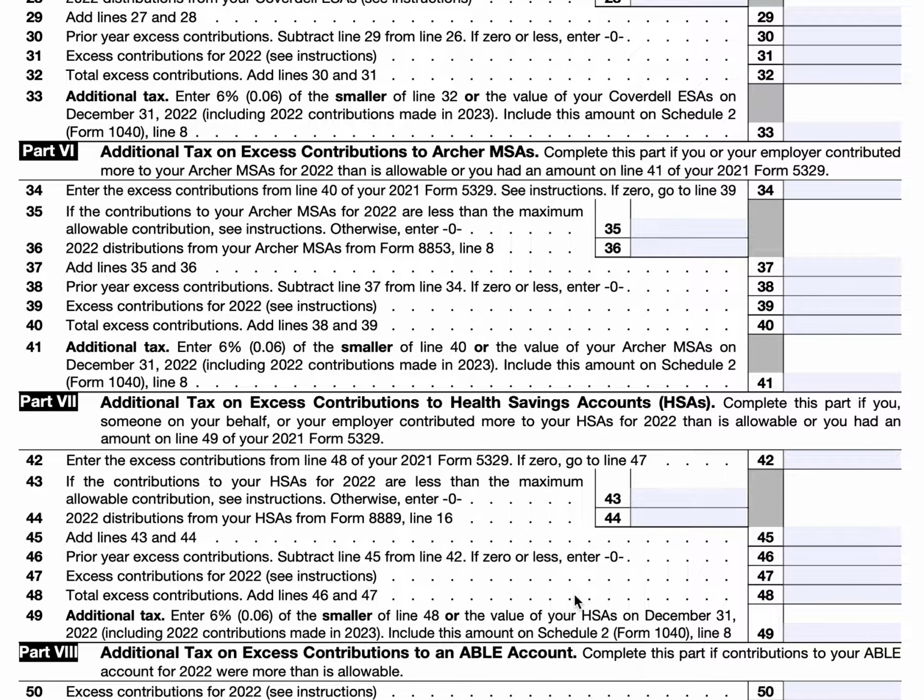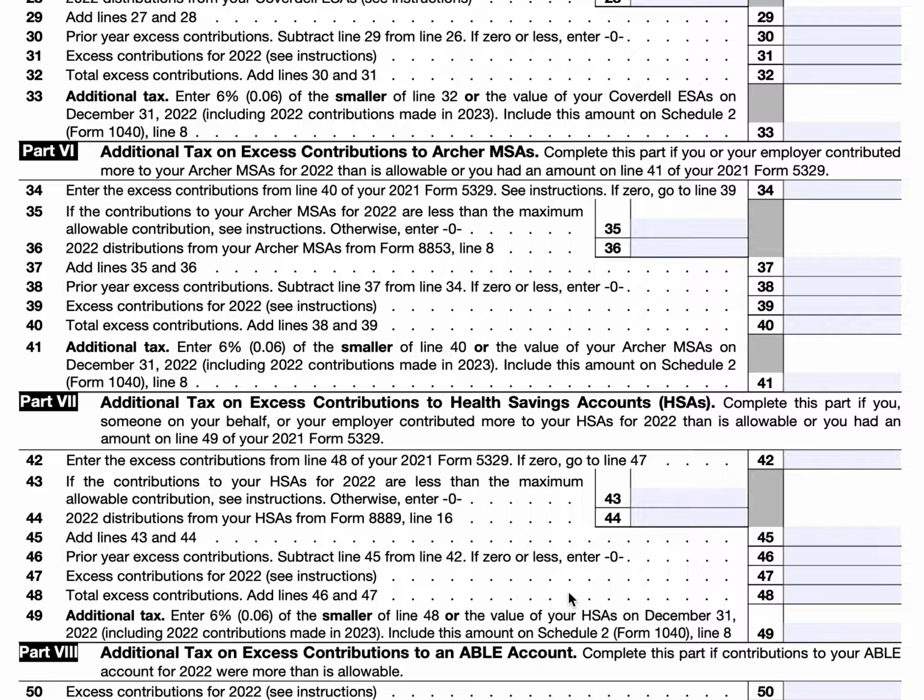For Part 7, additional tax on excess contributions to health savings accounts. You will complete this part if you, someone on your behalf, or your employer contributed more to your HSAs for the tax year than is allowable, or if you had an amount on line 49 of your previous year's Form 5329. For line 42, enter the excess contributions from your previous year's Form 5329. If this is 0, go directly to line 47.